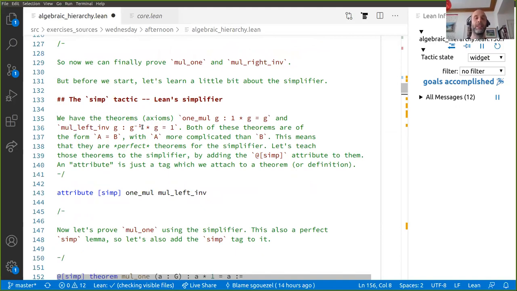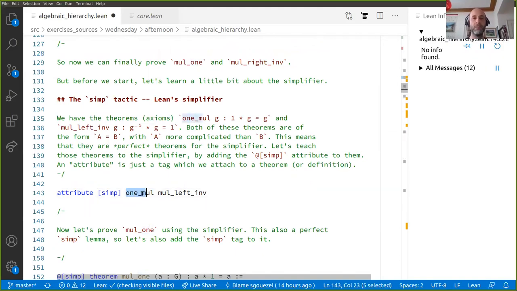So I've explained a little bit about the simplifier here. The idea is I'm going to tell the simplifier, one mull says that 1 times G is G, and that's one of the axioms. And mull left inv says that G inverse times G is 1. And both of these are equalities, and the key fact about them is that the left-hand side is more complicated than the right-hand side, right? Equality is not remotely symmetric. You shouldn't think of equality as being a symmetric thing in Lean. You really don't want to write G equals 1 times G. That would be a disaster. I mean, not a disaster, but very inconvenient. We write it as 1 times G is G, and then we teach it to the simplifier.